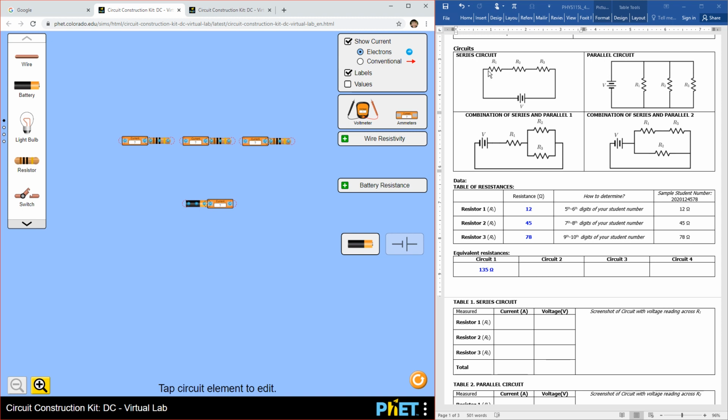Now to adjust the resistors, you just click here, and then use the slider to adjust the resistance. In this case, the first resistor is 12 ohms, so you just slide here to arrive at 12 ohms. This one should be 45 ohms. And this one should be 78 ohms.